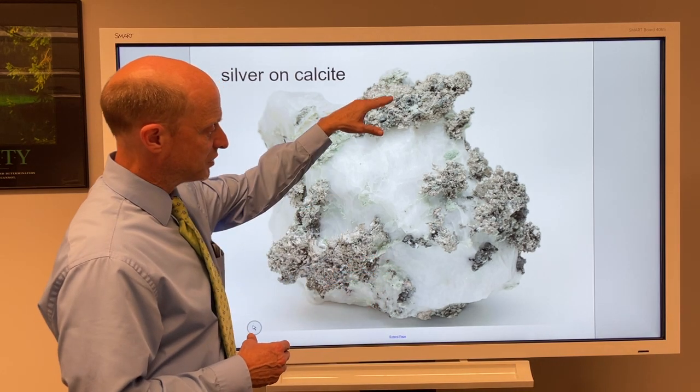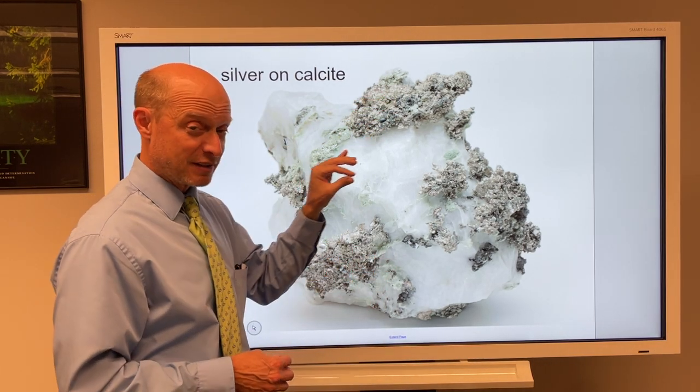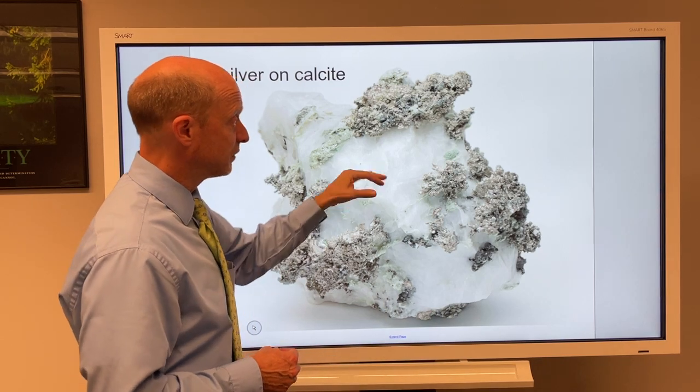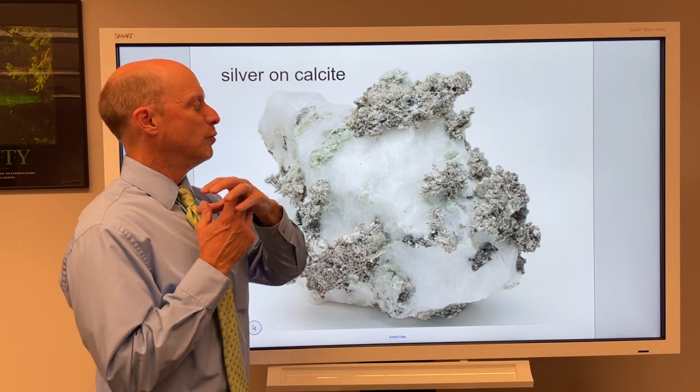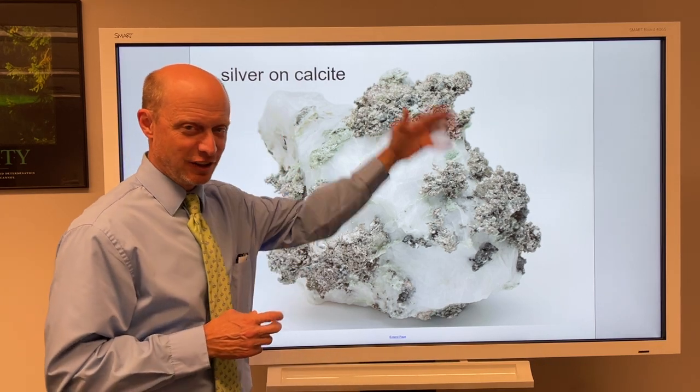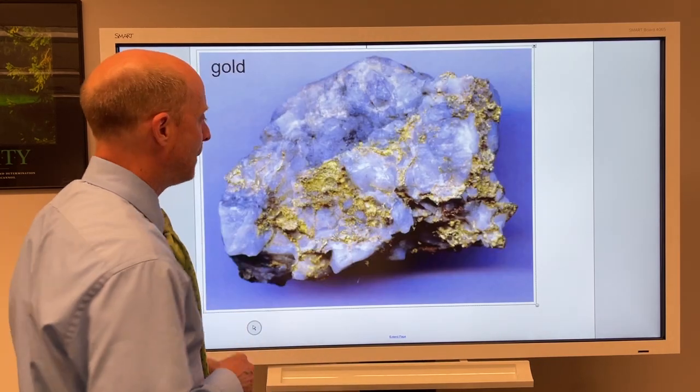It's calcite with some silver in there. Sometimes the concentration of silver is even less, little flecks of silver. And our job, because we want the silver because it's valuable to us, is to break it up, get the calcite out of here, and just get the silver.